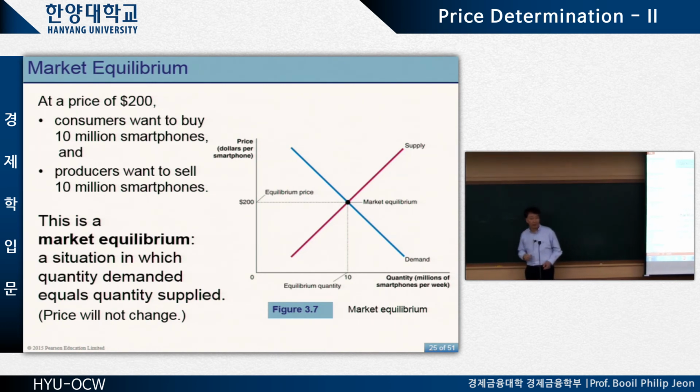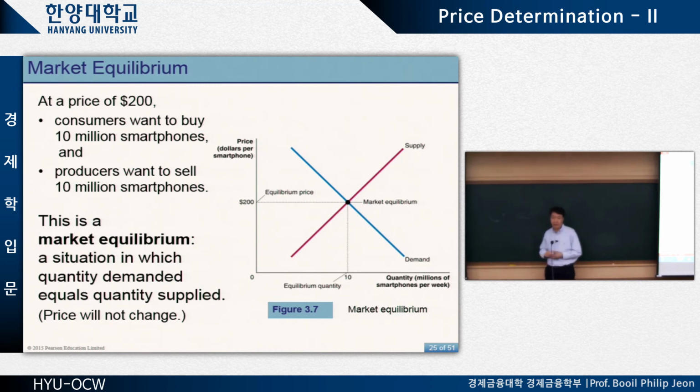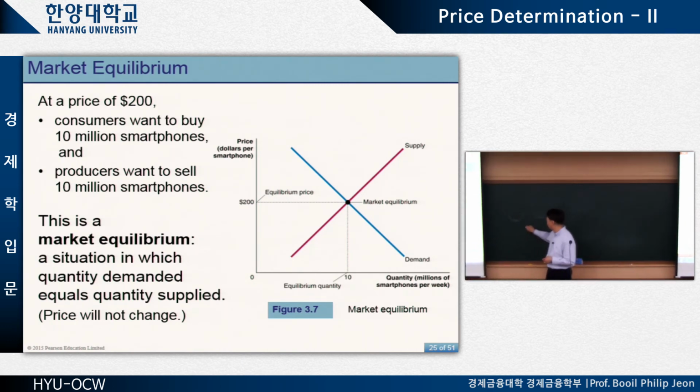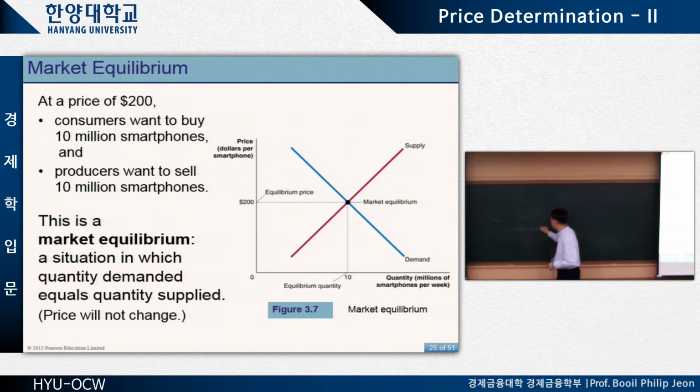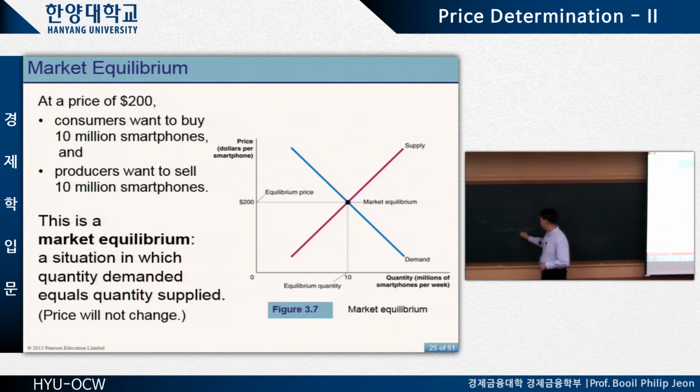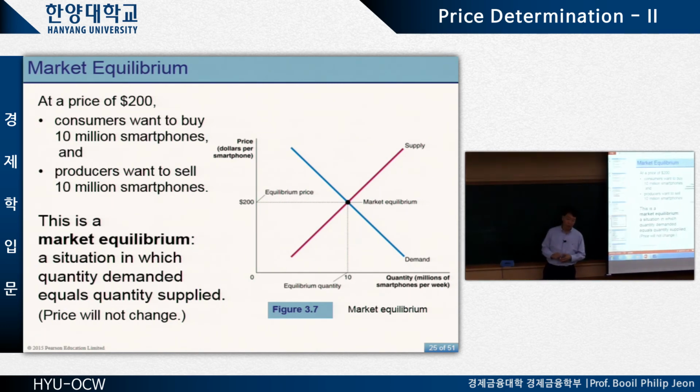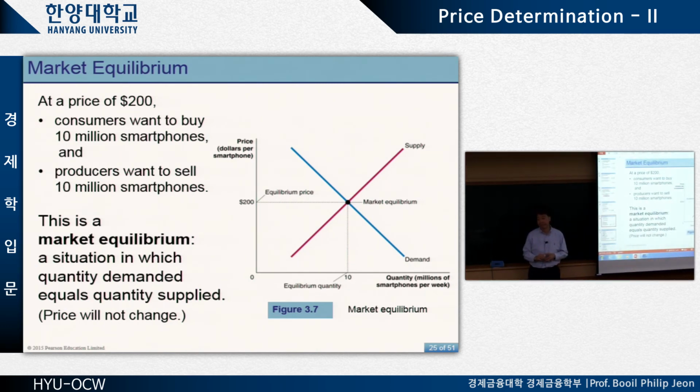So the key concept of equilibrium is what? No further movement, or no further change. That's the concept of equilibrium. Okay?